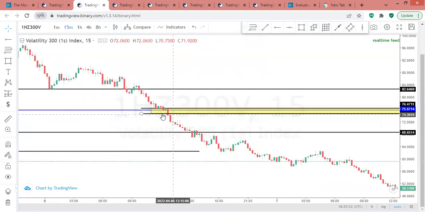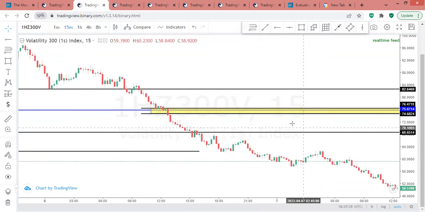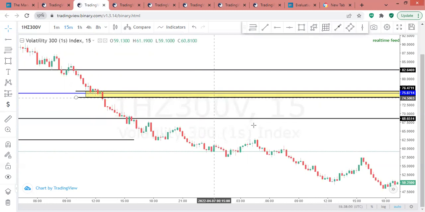Okay, look at it. This area that I marked yellow is a supply zone, which is even coinciding with the 50% of that zone. So it's a very strong area. I'm having two confluences here. I have a supply zone right at the 50% of the higher time frame imbalance.